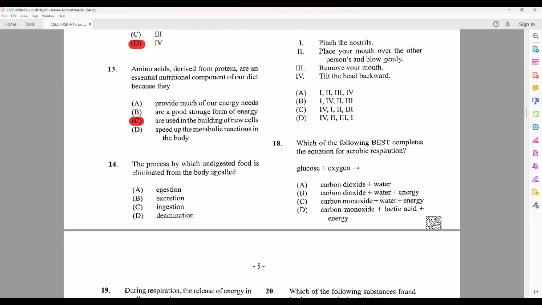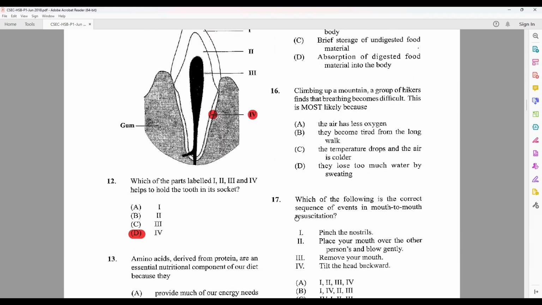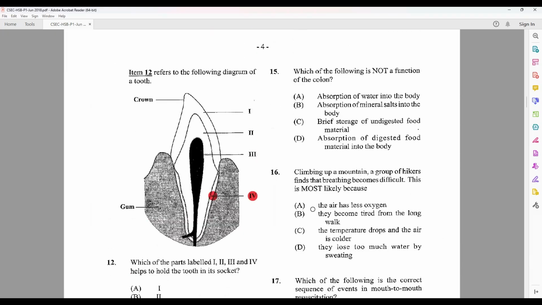The process by which undigested food is eliminated from the body is digestion. This is a definition that CXC likes to use over and over, so make sure you pay attention to it and the word. Not to be mixed up with excretion. Let's go to question 15.